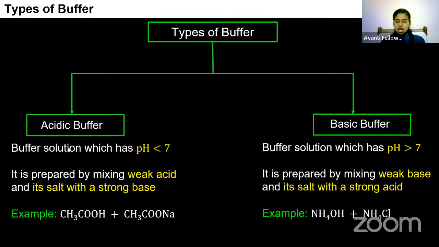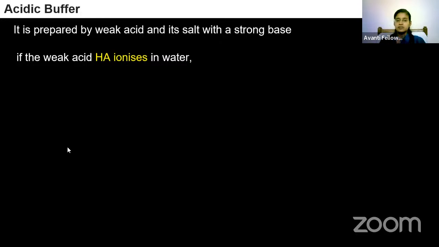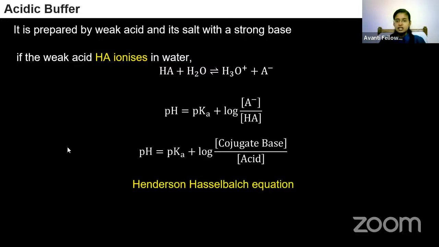Okay. So now let's go into detail about the acidic buffer. You all know what an acidic buffer is, right? It is prepared from the weak acid and its salt with the strong base. If the weak acid of formula HA ionizes in water, what will be the reaction? Let me take some acid of formula HA and treat it with water. It will be in equilibrium with H3O plus and A minus.